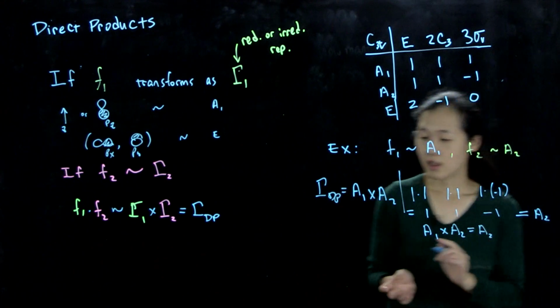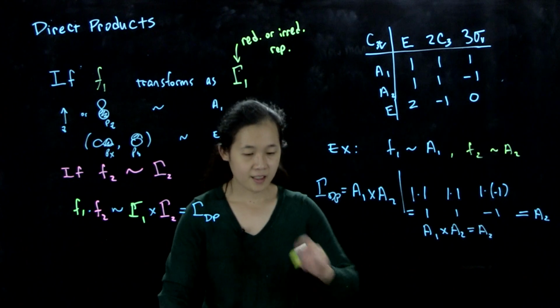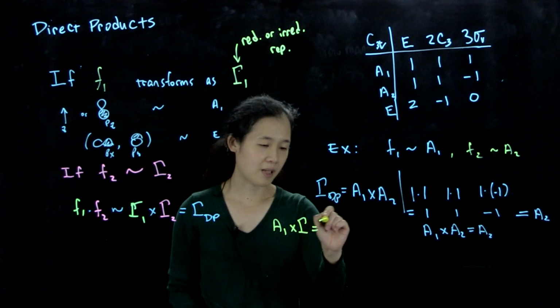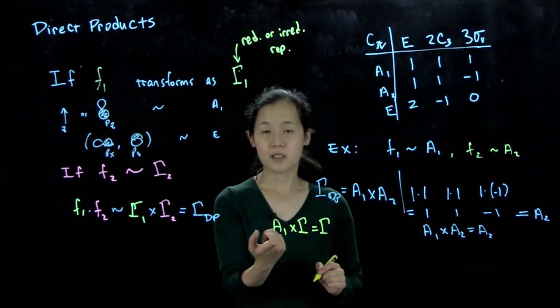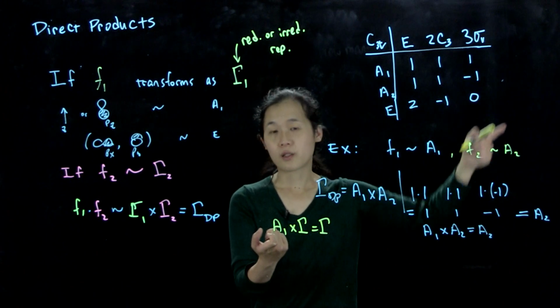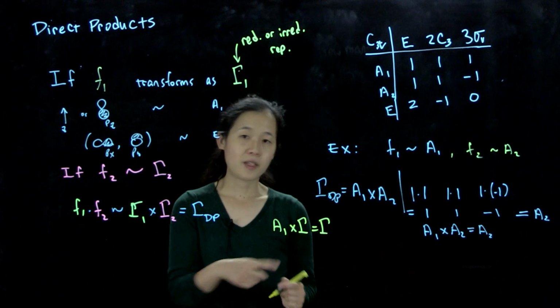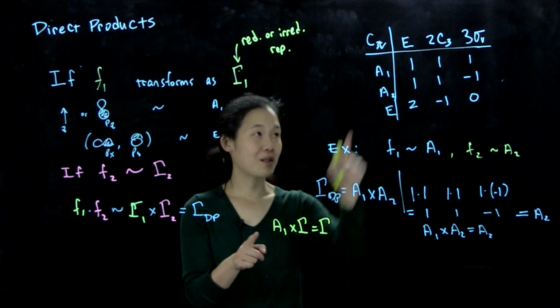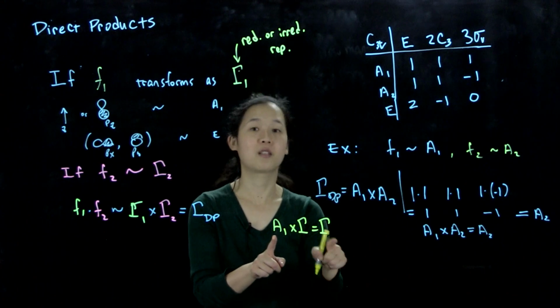In general, as an aside, a1 times any gamma equals gamma. And this is because this is the all-symmetric representation. It's 1, 1, 1 all the way across. This is true in other point groups. It might be a1 prime, a1g. Anyway, in any case, the all-symmetric representation times anything is going to be that same thing.